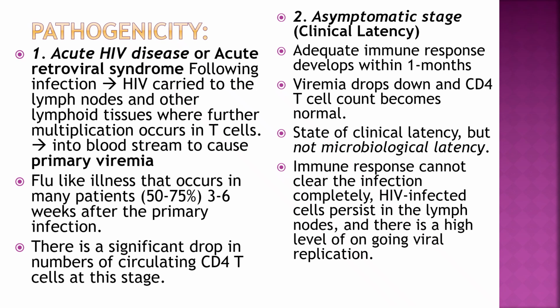Second is the asymptomatic stage, clinical latency. An adequate immune response develops within 1 month. Viremia drops down and the CD4 cell count becomes normal. It is a state of clinical latency, but not microbiological latency. The immune response cannot clear the infection completely. HIV-infected cells persist in lymph nodes and there is a high level of ongoing viral replication.